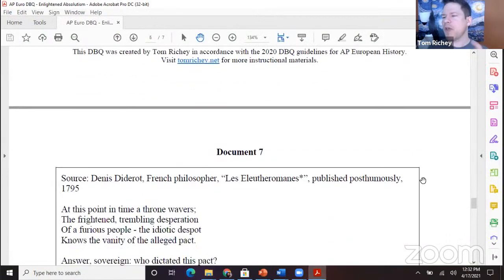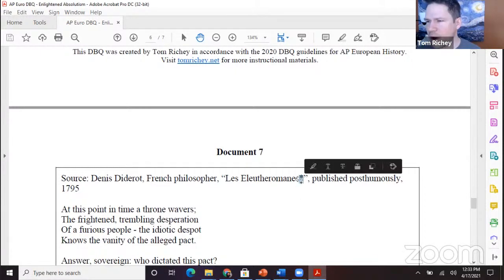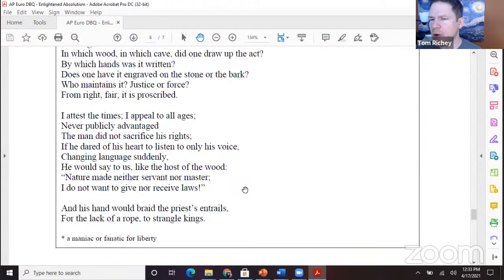But one thing is, usually when the creator of the DBQ is setting up the DBQ, the creator is already thinking about documents that can be put together. Now, here we see Denis Diderot, French philosopher, Le Eleutheromane. Now, notice that we've got that little asterisk there. Published posthumously in 1795.